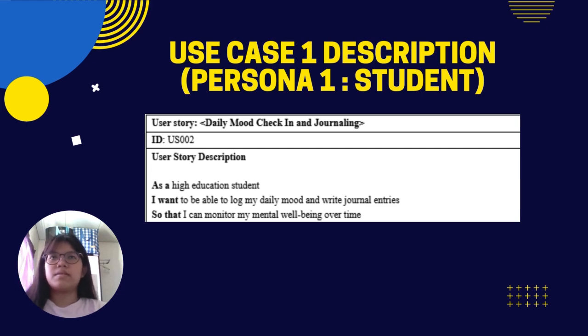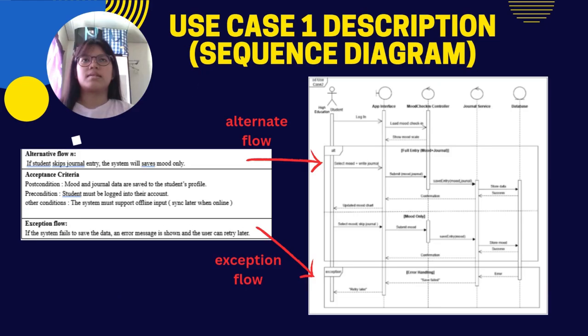Now, I will explain one of the use cases, which is US002, Daily Mood Check-in and Journaling. According to the user story description, it states that as a student, I want to log my daily mood and optionally write a journal so I can track my mental wellbeing. And this is the sequence diagram of the use case.